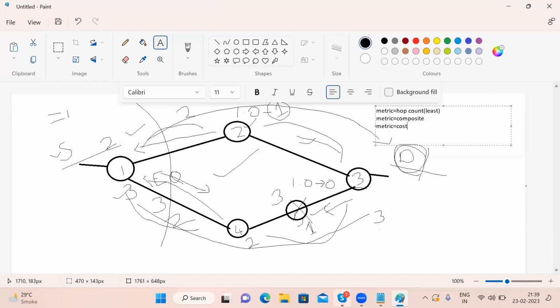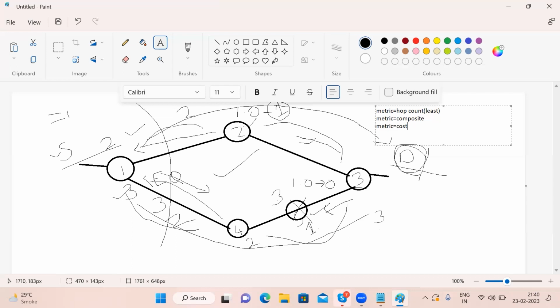How it will be calculated, that we will see in EIGRP. Next one is OSPF. The metric calculation to find out the best path is cost. How it is calculated, that we will see in OSPF. So who asked this question? What is metric and what is cost?